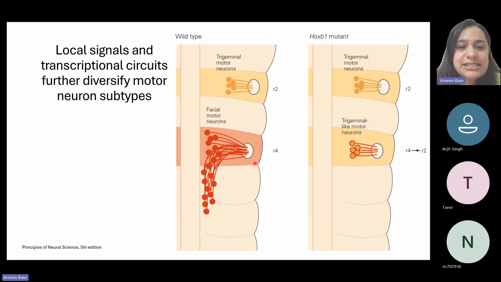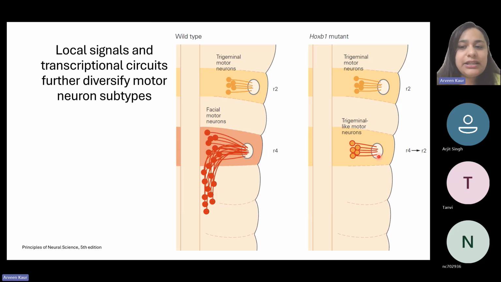So that is why instead of these kinds of neurons that had a different fate, that were going to innervate the facial muscles, now it will still form trigeminal-like motor neurons, because its fate has been altered by the absence of this HOXB1 gene. So not exactly trigeminal motor neurons, but similar to that, because it is in close vicinity to this area, this kind of motor neuron will now be formed.